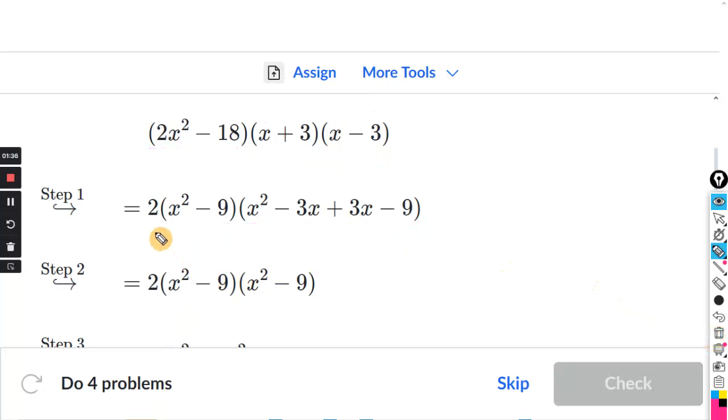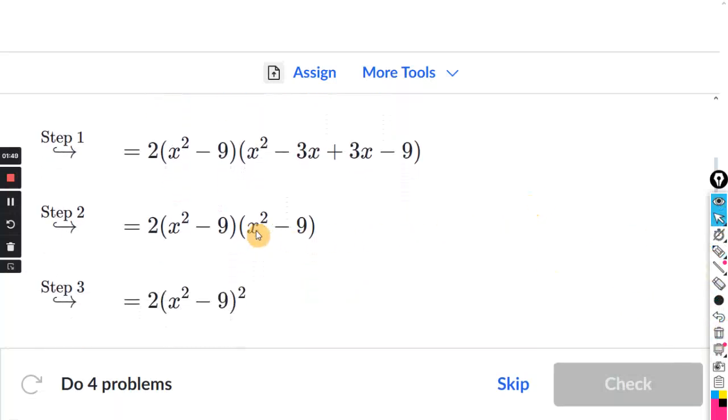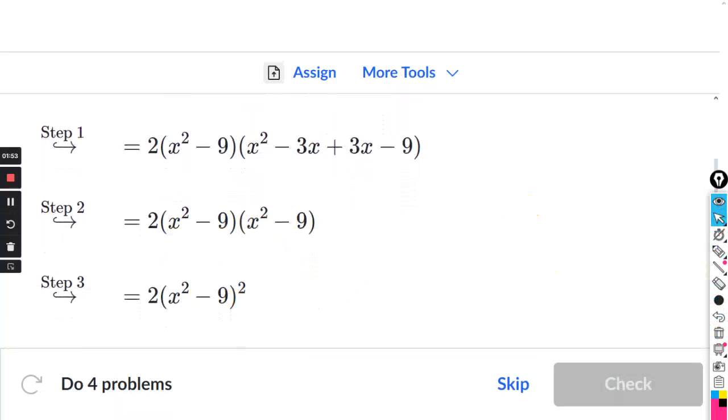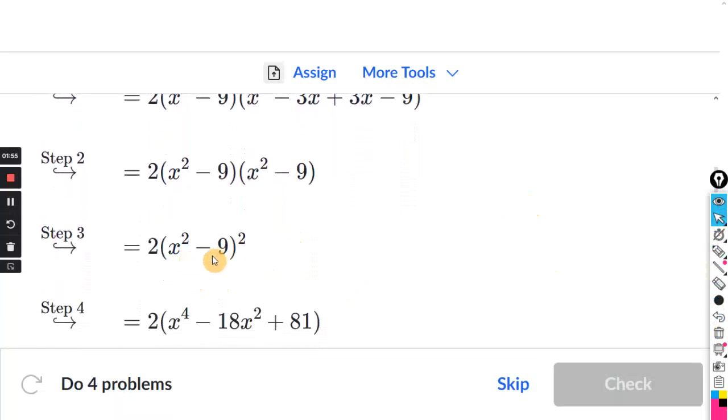Moving on. This matches this right here. Negative 3 plus 3 cancels. X squared minus 9 is left over. That one is good. Moving on. Step 3, x squared minus 9, she squared it. That one is good.